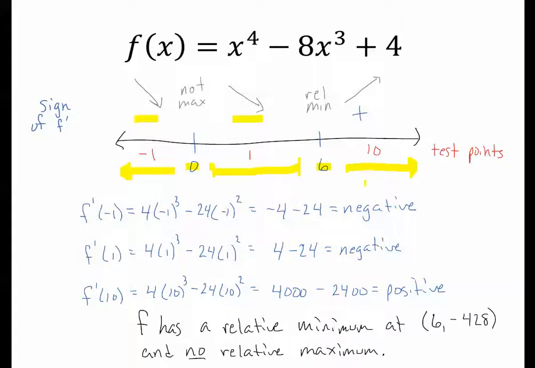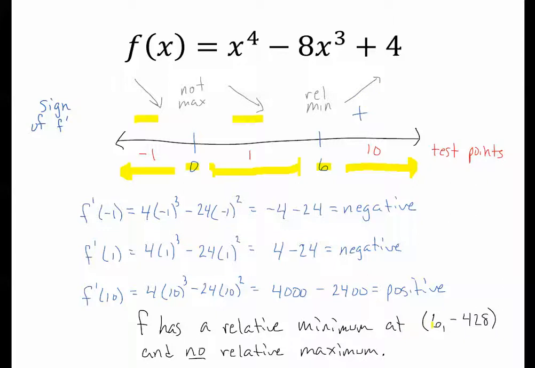Put in a test point of 10. When I put in 10, kind of an excessive test point here, for my x values, I'll end up with 4,000 minus 2,400. The number doesn't matter. The fact that it's positive indicates I am increasing in that interval. I have a relative minimum here, where the sign of the derivative changes from negative to positive.